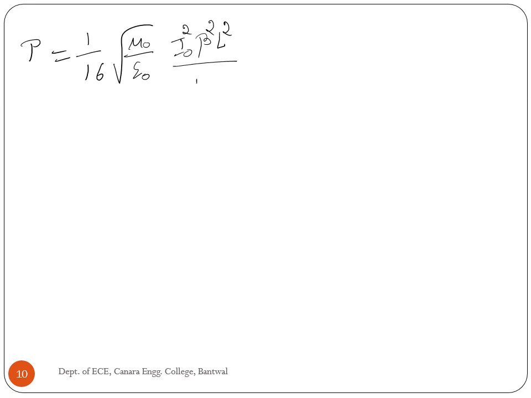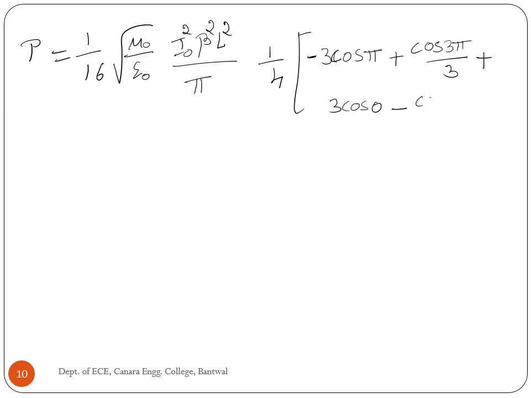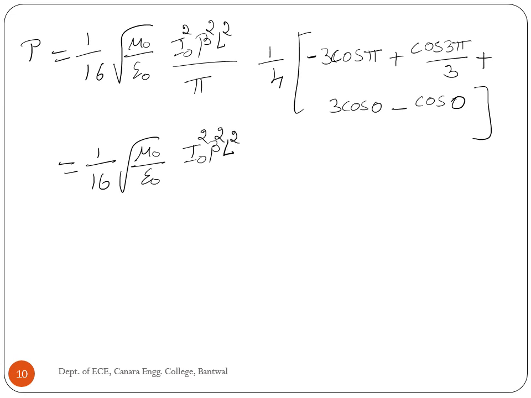From the previous line, radiated power is equal to 1 by 16 root of mu naught divided by epsilon naught I naught square beta square L square divided by pi, 1 by 4 times minus 3 cos pi plus cos 3 pi by 3 plus 3 cos 0 minus cos 0 by 3, which is equal to 1 by 16 root of mu naught by epsilon naught I naught square beta square L square divided by pi.